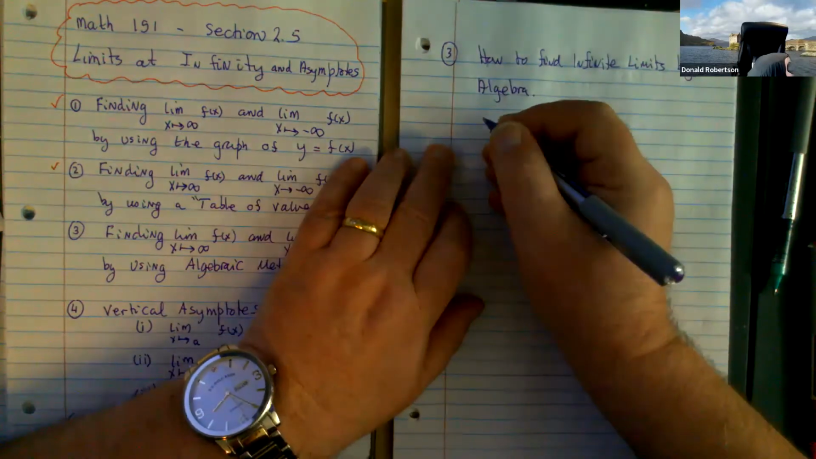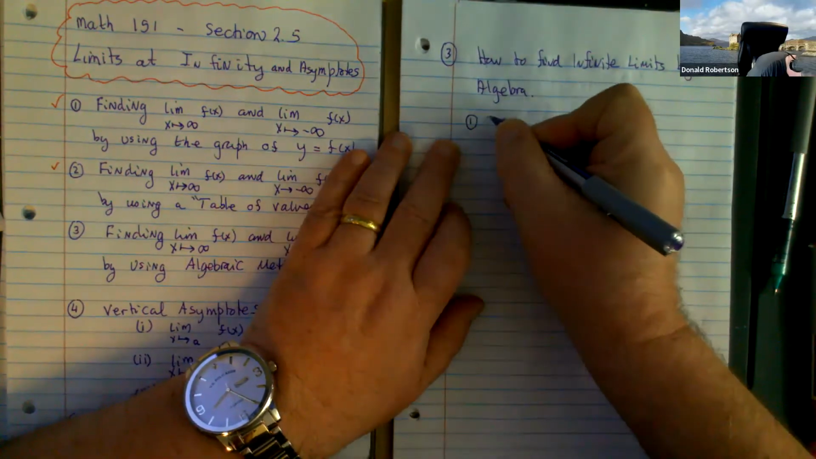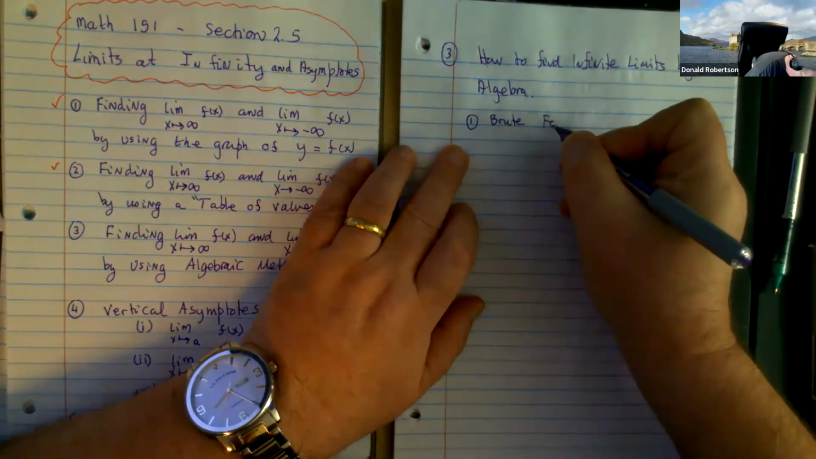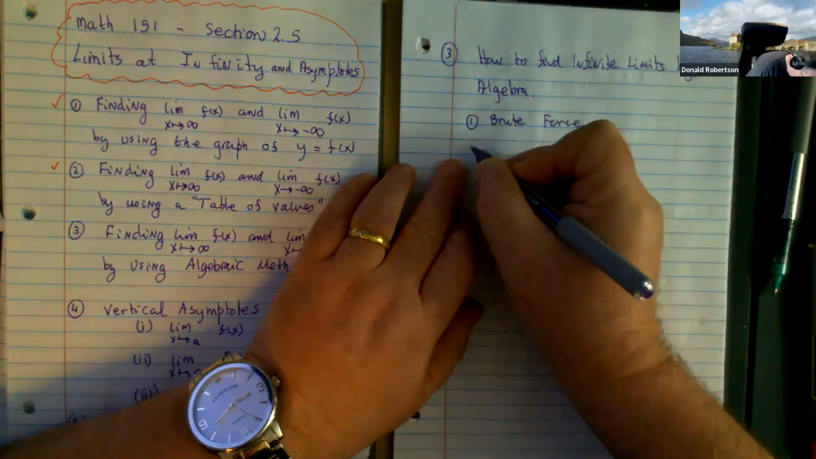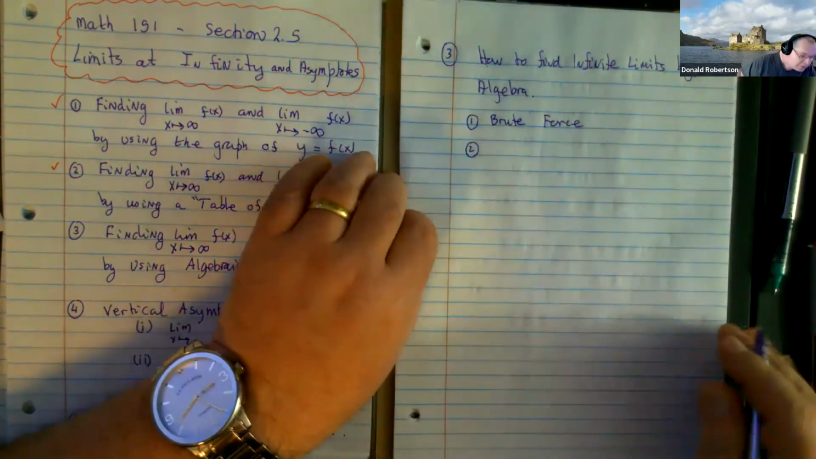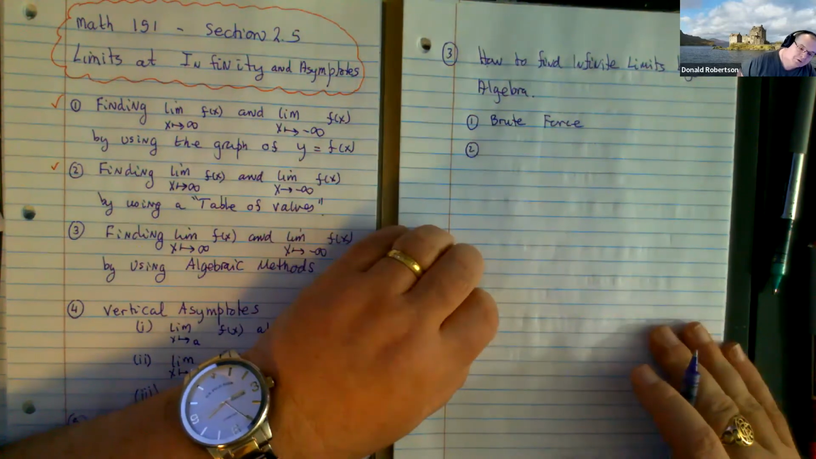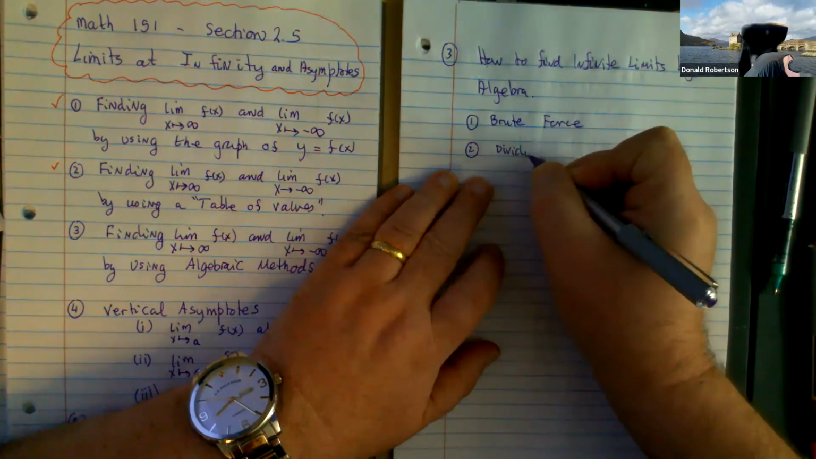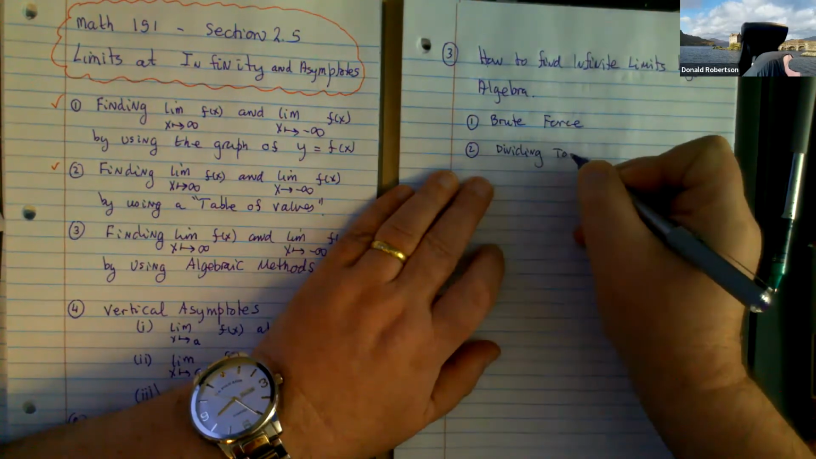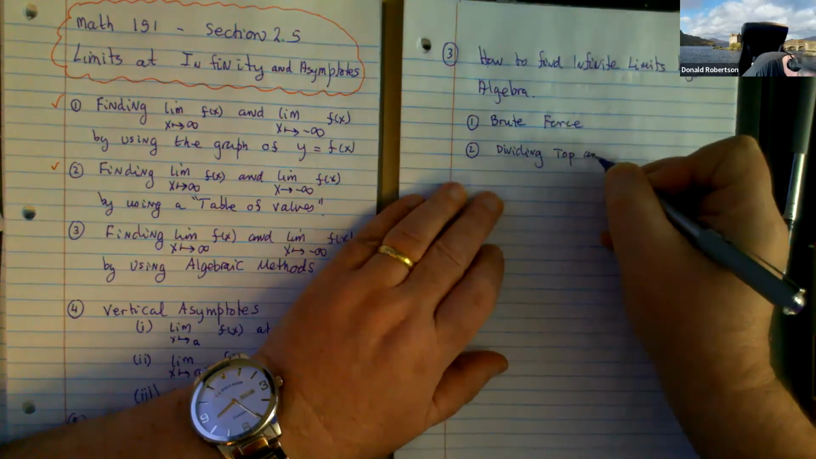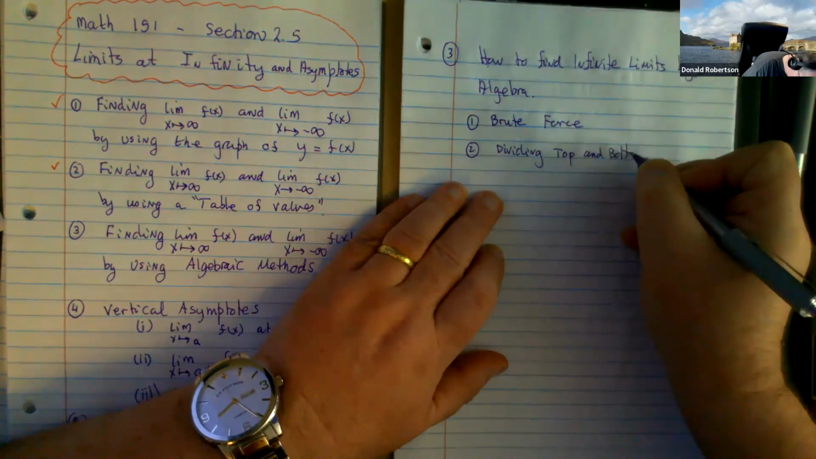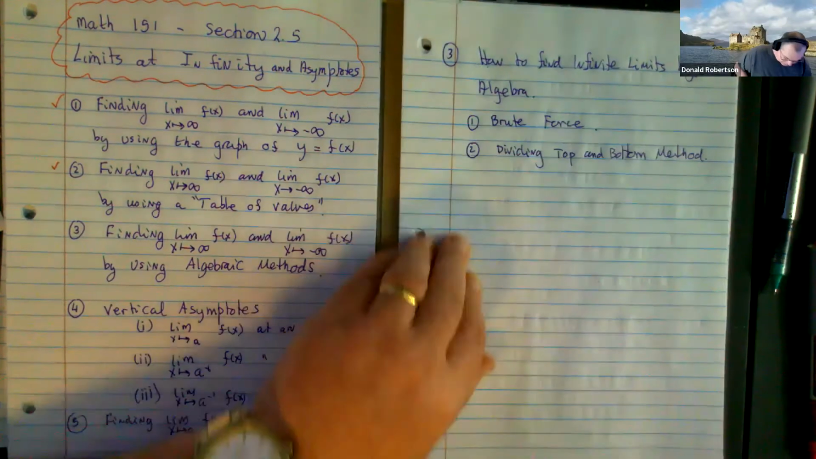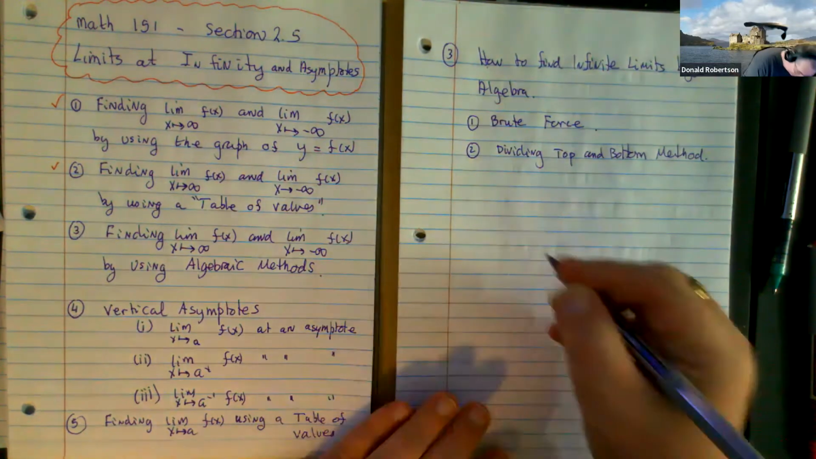There are going to be 2 methods that we're going to use. One's called brute force, and the other doesn't have a name that I know of, so I'm going to make up my own name for it. My name is going to be the dividing top and bottom method. So let's show you how the brute force method works.